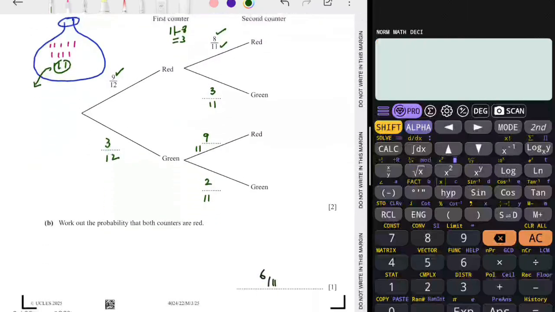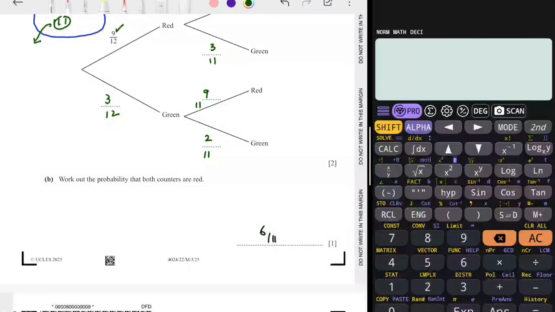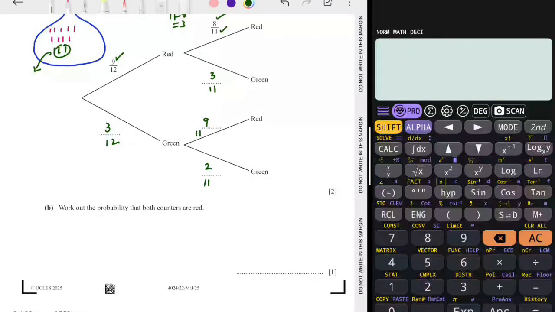Now part B, work out the probability that both counters are red. So definitely we are going to multiply the probabilities of red counters, that is 9 by 12 multiplied by 8 by 11. We will simplify it. 3 times 3, 3 times 4, 4 times 1, 4 times 2. So 6 by 11 is your final answer.